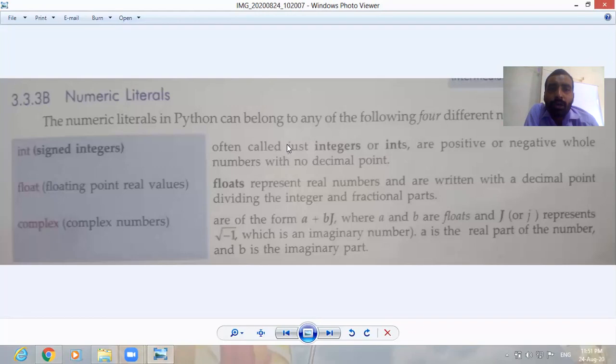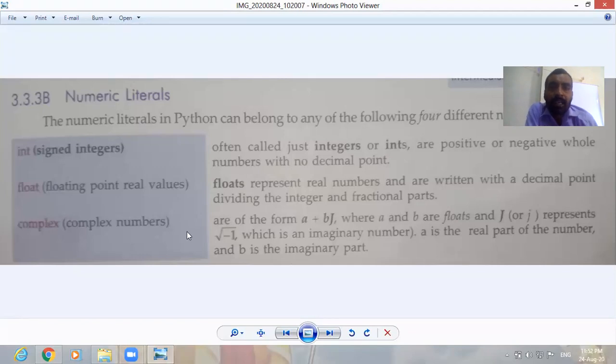Integer, it is also called int or integers. It may be positive or negative numbers with no decimal point. Remember, in integer, decimal points are not written. Float, you can say the real floating point values, or the values with decimal places. So floats represent real numbers and are written with decimal places, with the fractions, dividing the integer and the fractional part.